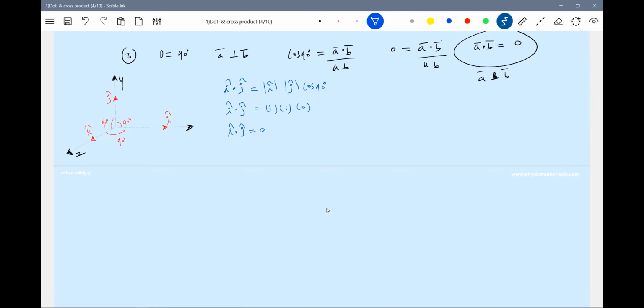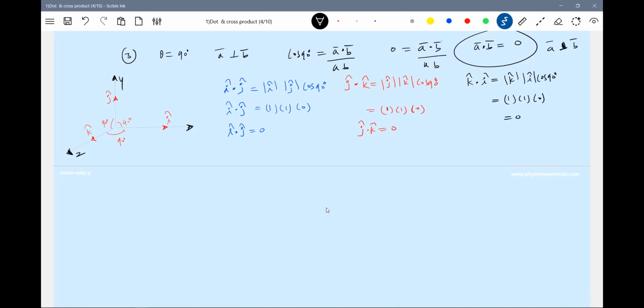Similarly, we'll take J dot K. I dot J or J dot I, both are the same. Let me go for the next one, J dot K: mod of J cap, mod of K cap, cos 90. The magnitude of a unit vector is 1, and cos 90 will be 0. K dot I, we'll see the last one: K cap dot I cap, mod of K cap, mod of I cap, cos 90. This is 1, 1, 0, so this will be 0.